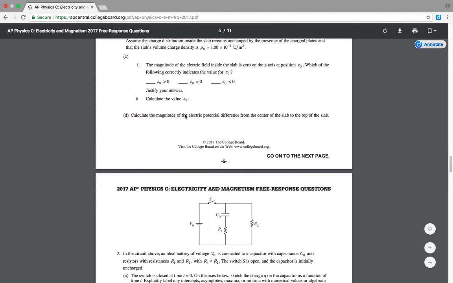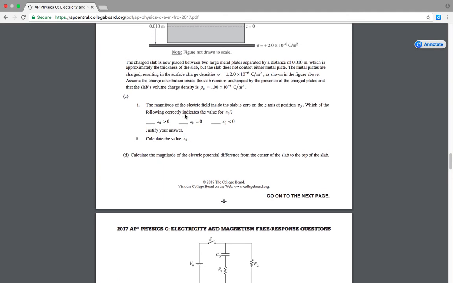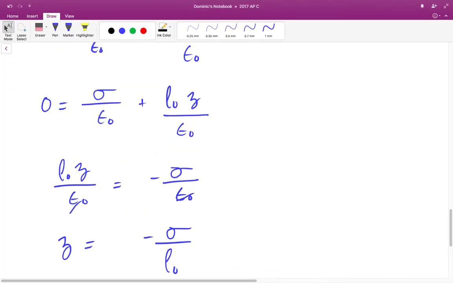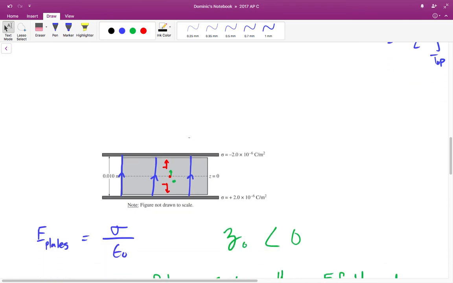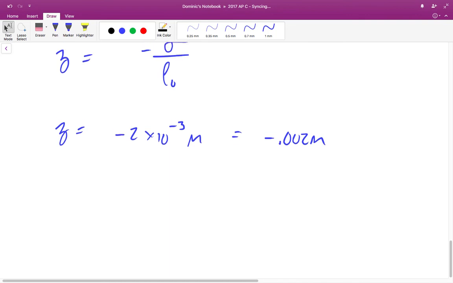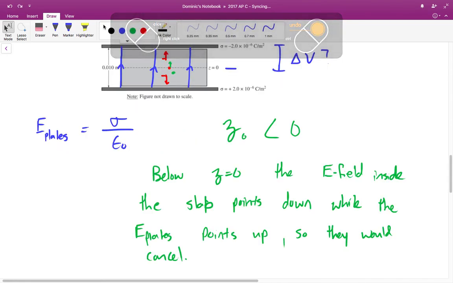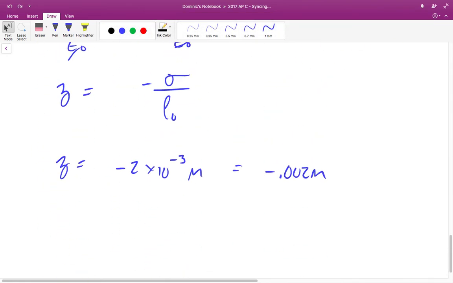Part D says to calculate the magnitude of the electric potential difference from the center of the slab to the top of the slab. So we want to go from the center here, and we want to know the difference in potential. What is delta V for this? We know the electric field in that region. We already set up an equation for it.